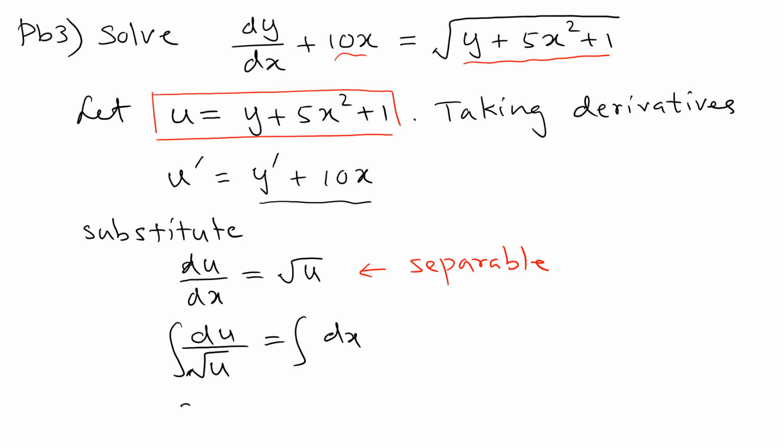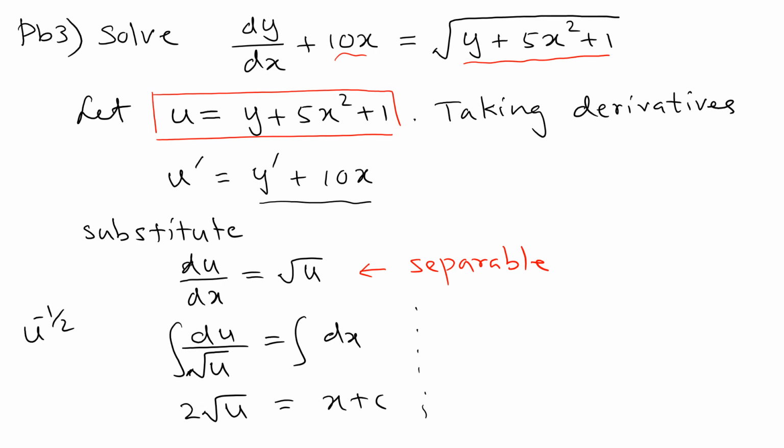So you get 2 square root of u if you use the power rule, because 1 over square root means u to the negative 1/2. When you add 1 you get positive 1/2, and when divided by 1/2 it becomes 2, so that's what you get from the left side. On the other side you get x plus c. Now what we do is substitute.